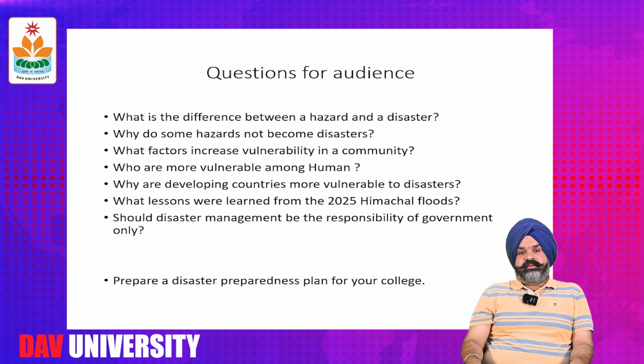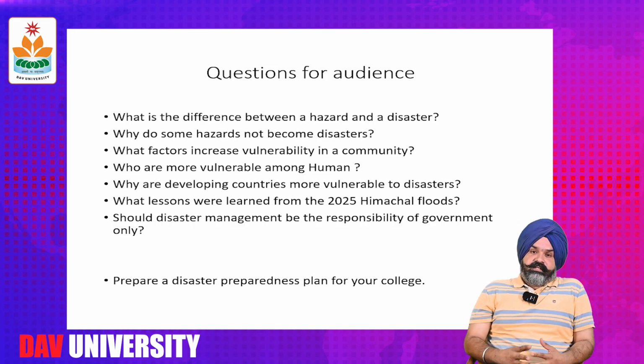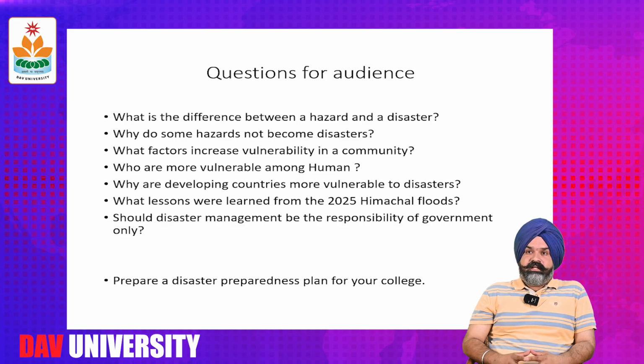We have discussed the different types of disaster. After that, in the second lecture, in this lecture, we have discussed resilient infrastructure. We have discussed resilient structures. Now, one by one, I want to ask questions. What is the difference between a hazard and a disaster? Why are some hazards not becoming disasters? What factors increase vulnerability in the community? Who are more vulnerable among humans? Why are developing countries more vulnerable to disasters? What lessons were learned from the 2025 Himachal floods? Should disaster management be a responsibility of the government?